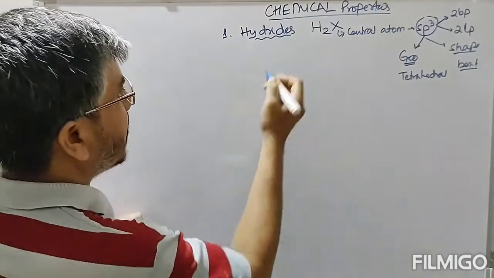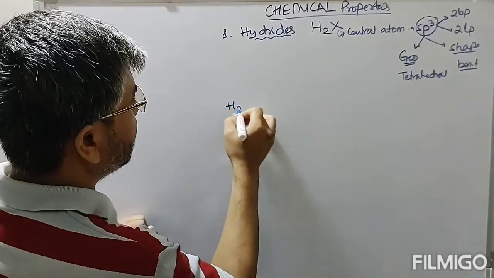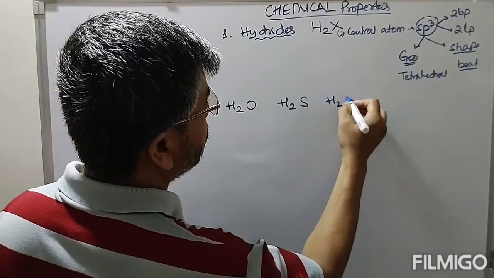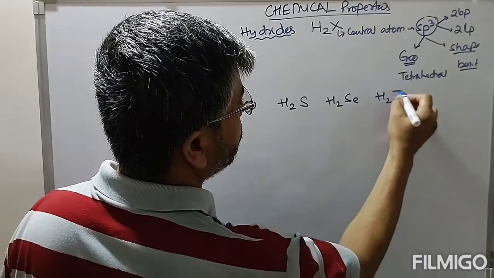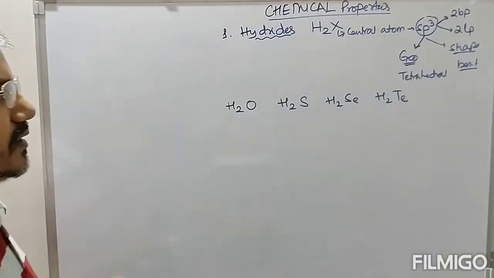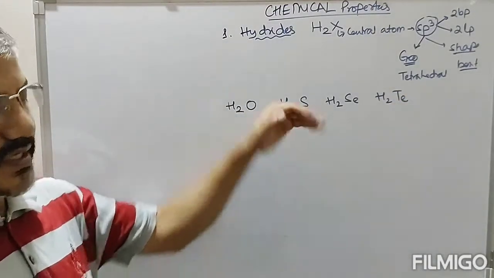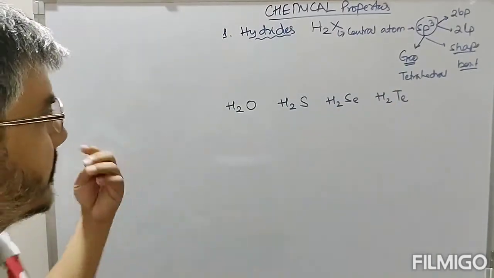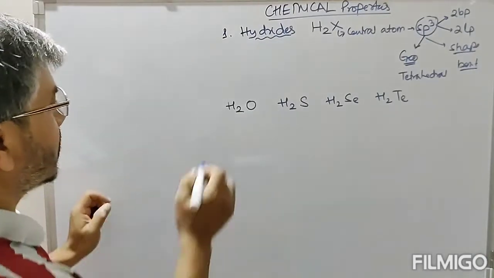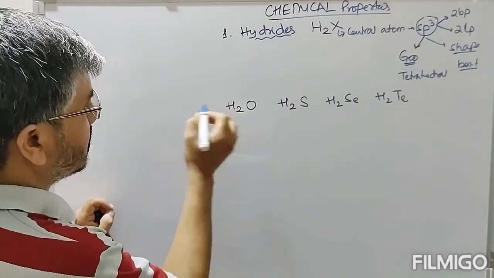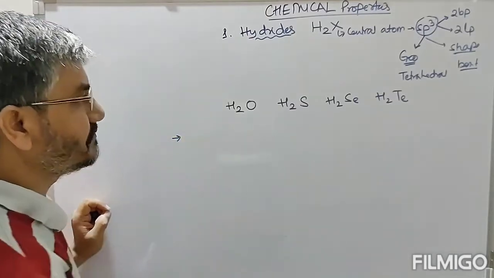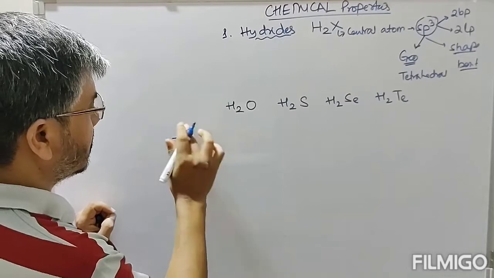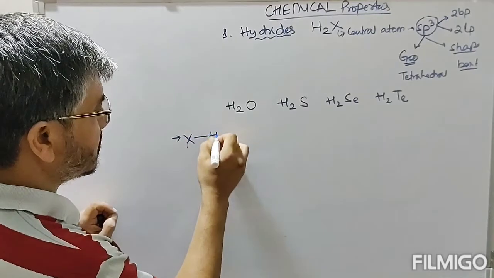So coming to the hydrides, we have H2O, H2S, H2Se, H2Te. So these are the hydrides. We are excluding the hydride of polonium, which is polymeric and radioactive. Now we'll discuss the properties of these hydrides. First we'll discuss the XH bond length.